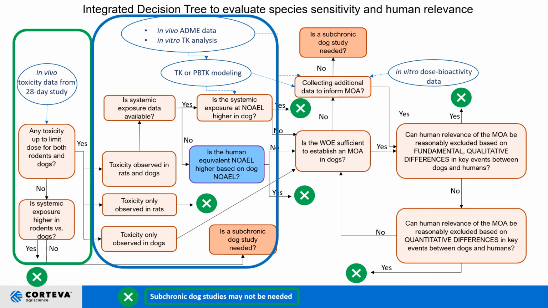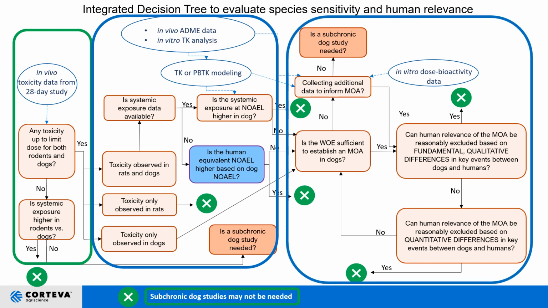For one, what does the predicted systemic exposure profile look like using TK or PBTK modeling? When considering short-term toxicity, is there a similar toxicity profile between rat and dog? Is there toxicity specific to only rat or dog? And finally, if there are observed differences in dog toxicity or systemic exposure, can we determine the mechanism? Are these mechanisms human relevant? Considering these questions can aid in building the weight of evidence to determine whether subchronic dog studies are value added or even necessary.